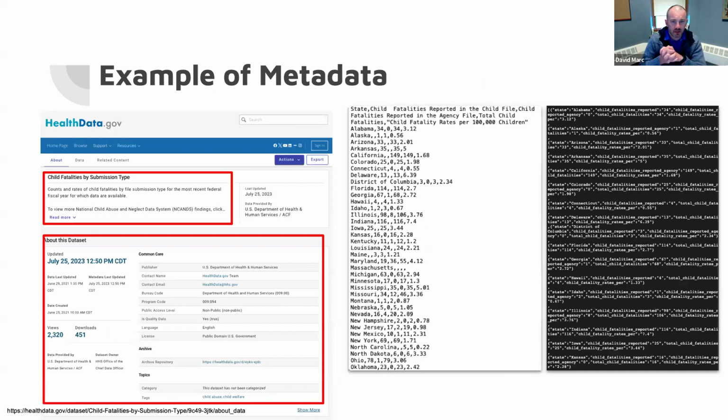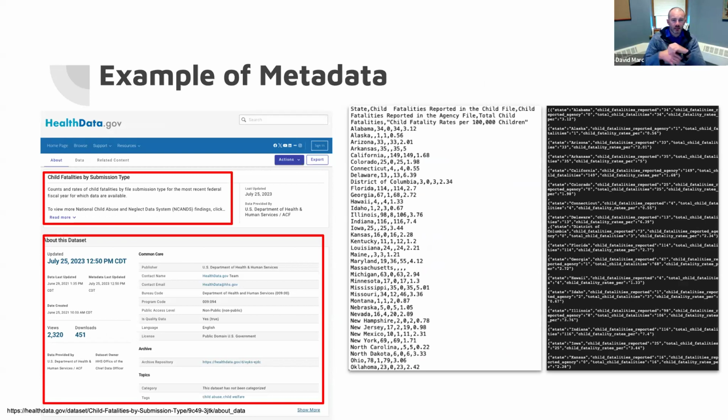So here's an example. This is data that I just pulled down. It's one of the more popular data sets that are published on healthdata.gov. And this is for child fatalities by submission type. This is data that's published by the National Child Abuse and Neglect Data System.